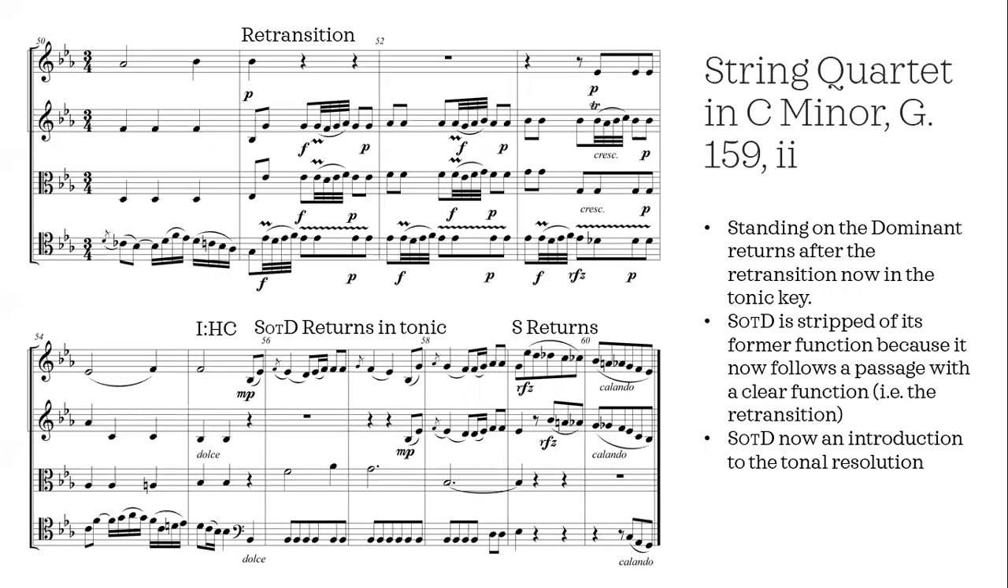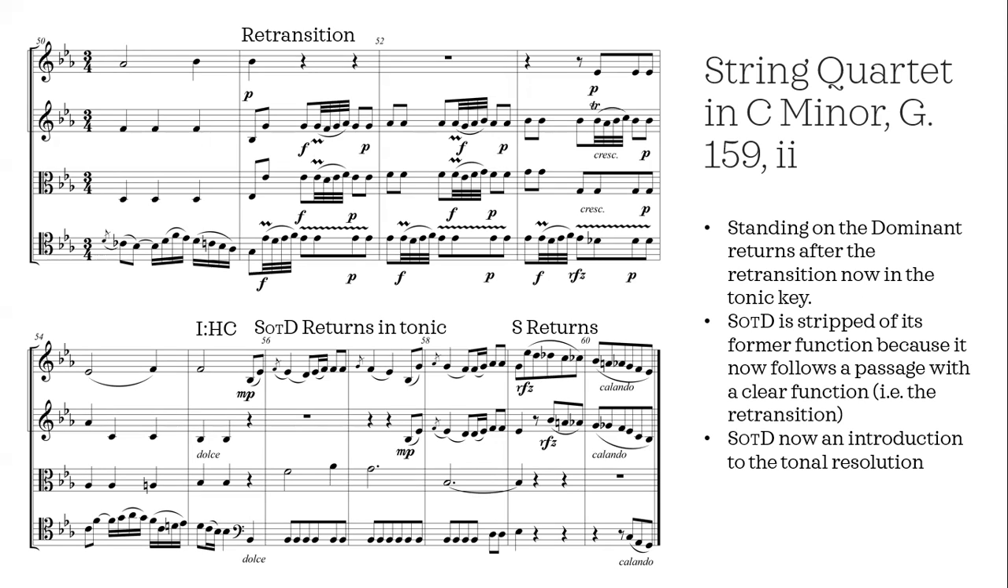Following a half cadence in C minor, the mediant at measure 43, Boccherini uses a Fonte progression in measures 44 through 51 to modulate to E-flat major. The retransition ends at measure 55 with a half cadence in the tonic.